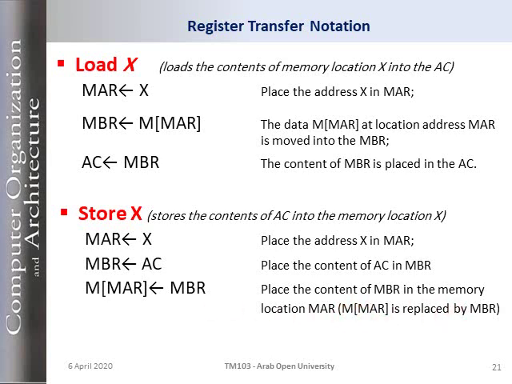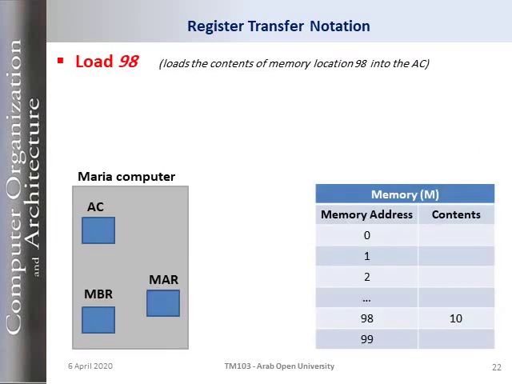Now we'll take an example to explain this in more detail. For example, instead of load X, we'll say load 98. So our memory address is 98. This is our memory, and this is the MARIE computer CPU. Inside the CPU, I just put 3 registers. We know that we have 7 registers, but I just used 3 to make it clearer for you.